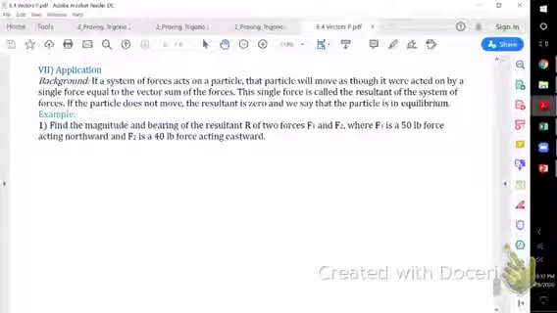6.4 Part 7 is the application. It tells us that if a system of forces acts on a particle, that particle will move as though it were acted on by a single force equal to the vector sum of the forces. This single force is called the resultant of the system of forces. If the particle does not move, the resultant is 0, and we say that the particle is in equilibrium.